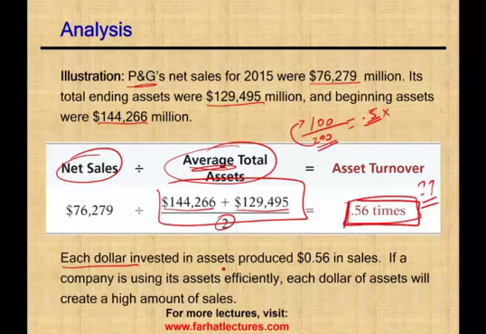So each dollar invested in an asset produced 56 cents in sales. If a company is using its asset efficiently, each dollar of asset will create a high amount of sales. Now, obviously, if a company is making 0.6, then it's more efficient than both of them. So the higher this number, the better off you are.